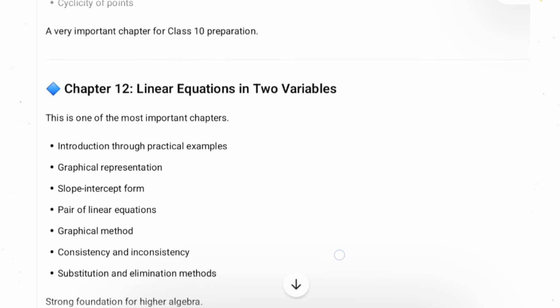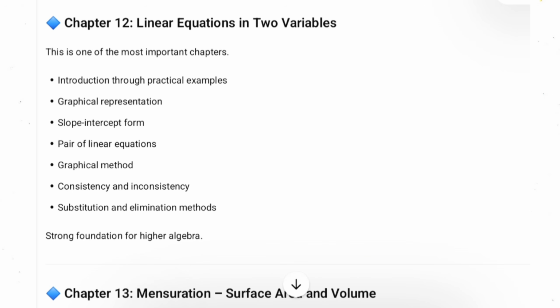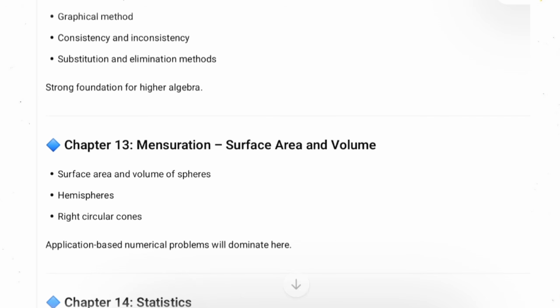Then chapter number 12, linear equations in two variables, introduction through practical examples, graphical representation, slope intercept form, pair of linear equations, graphical method, consistency and inconsistency, substitution and elimination method. This chapter creates a strong foundation for higher algebra.